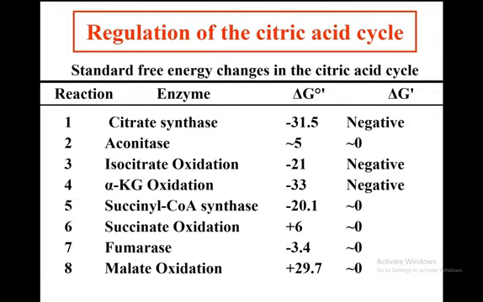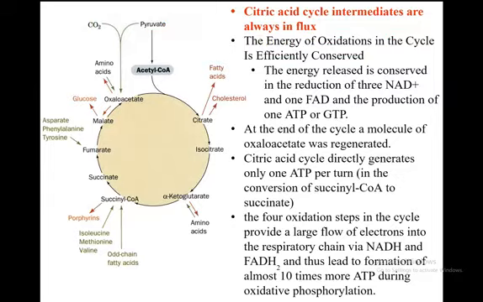oxaloacetate. And so this is just a general overview of all the enzymes that are involved in each of the 8 steps of the citric acid cycle, and you can see the thermodynamic properties of each of these enzymes and what is spontaneous and what is non-spontaneous and needs that pulling of the product in order to push the reaction forward.